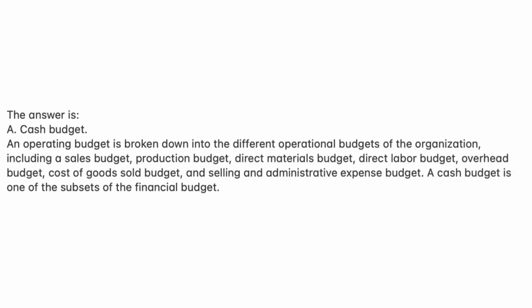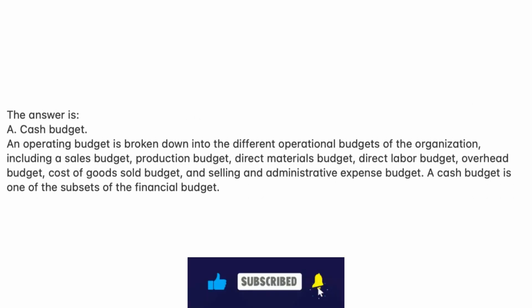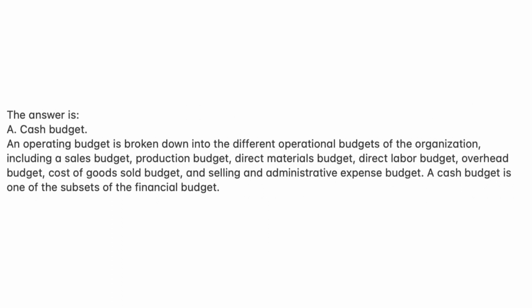Cash budget. An operating budget is broken down into the different operational budgets of the organization, including a sales budget, production budget, direct materials budget, direct labor budget, overhead budget, cost of goods sold budget, and selling and administrative expense budget. A cash budget is one of the subsets of the financial budget.